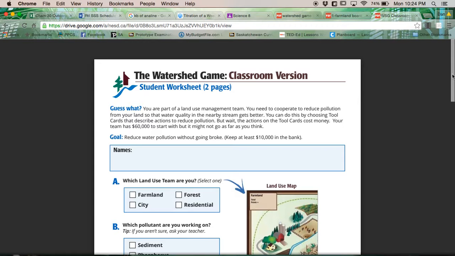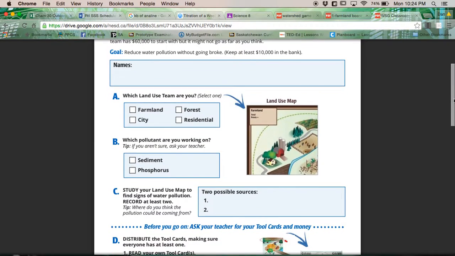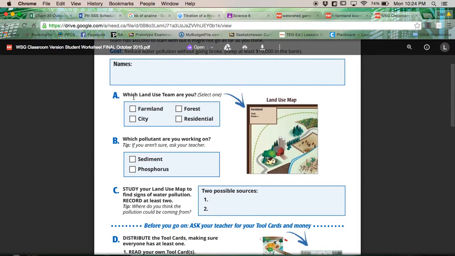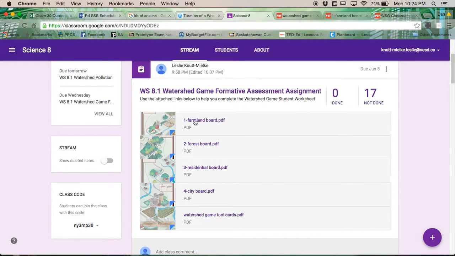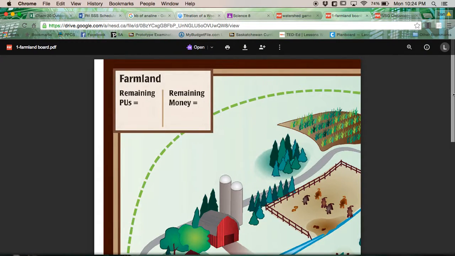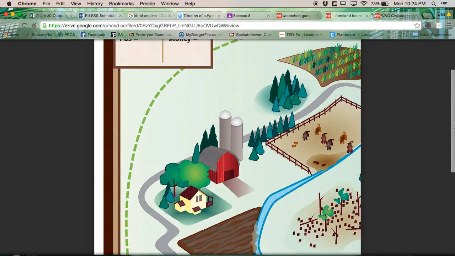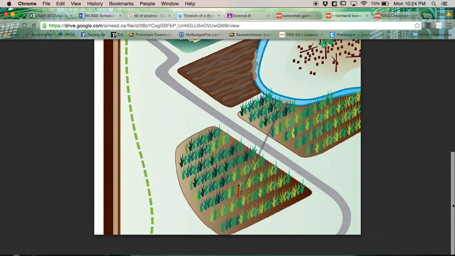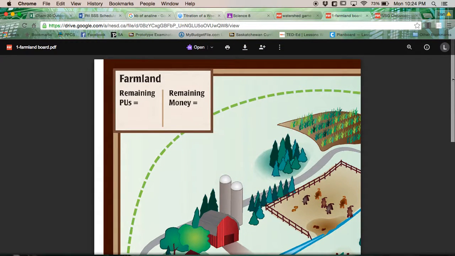So first thing you need to do is on your student handout, it will say which land use team you are, and it'll have it checked off. What you need to do is open the board that corresponds to which land use you have been assigned. So, pretending I'm the farmland, I'd open that board, and this is the part of the map that I'm going to use for my assignment.